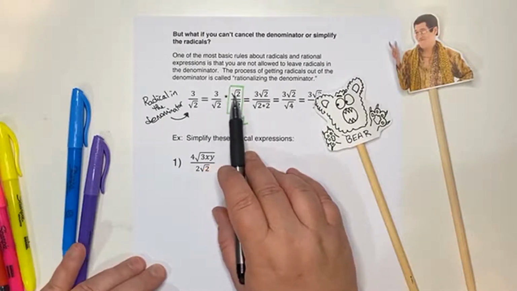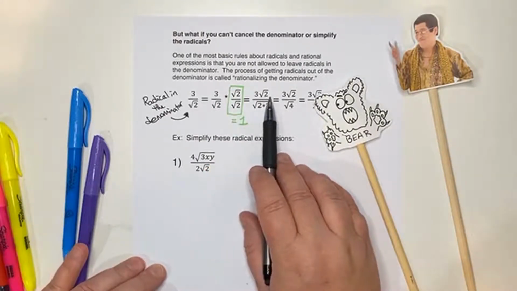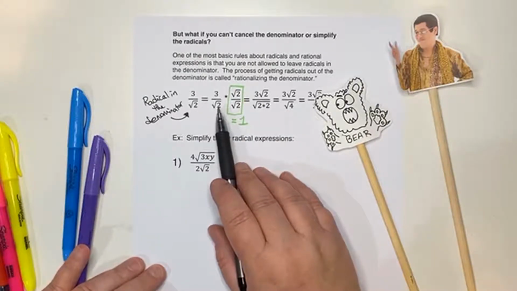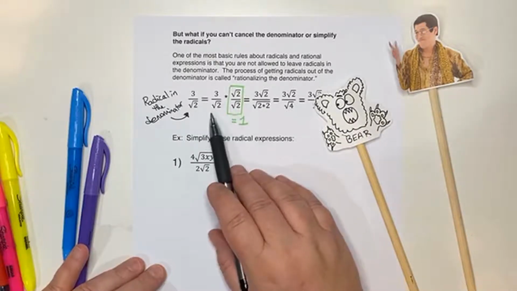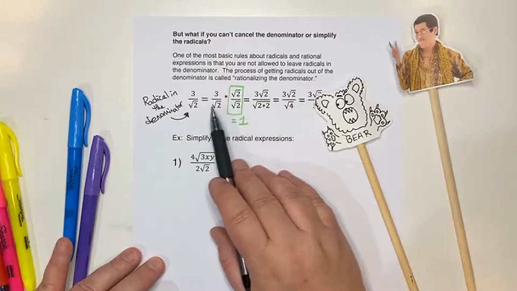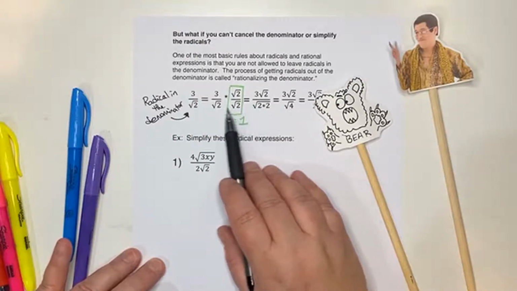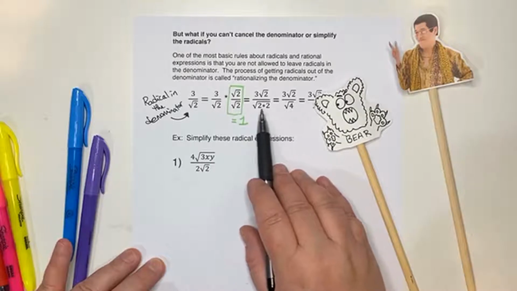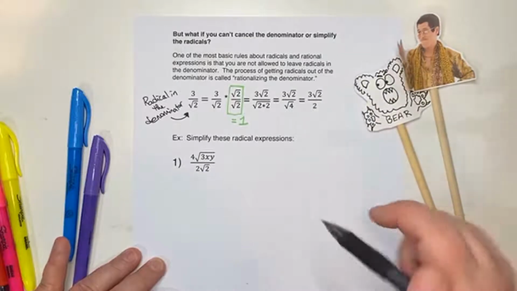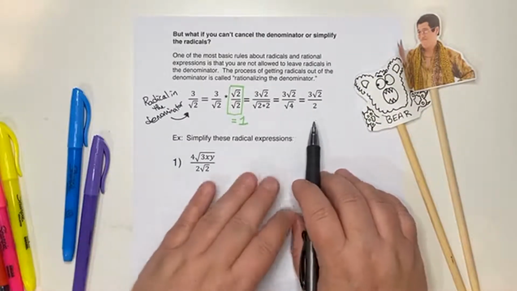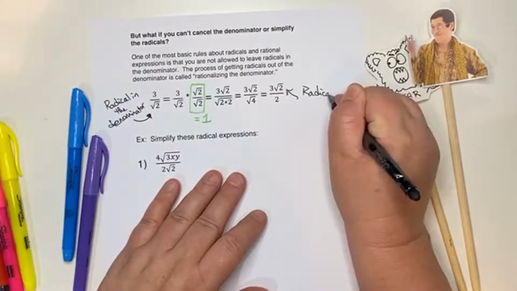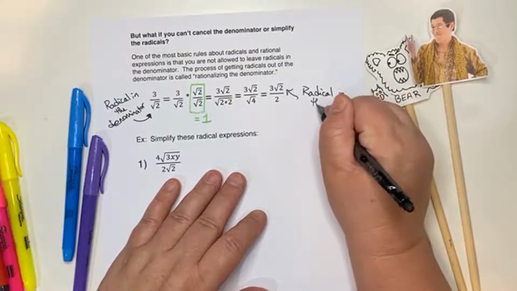On top, 3 times radical 2 is 3 times radical 2. There's not much we can do to simplify that. But on the bottom, in the denominator, I've got radical 2 times radical 2, or square root of 2 times square root of 2, regardless of how you want to say it. Since the radicals match, I can stick those two 2's inside the radical together. So then I've got the square root of 4, and that is actually equal to 2 in the denominator.